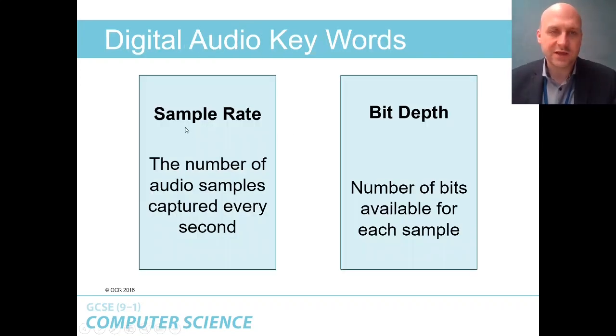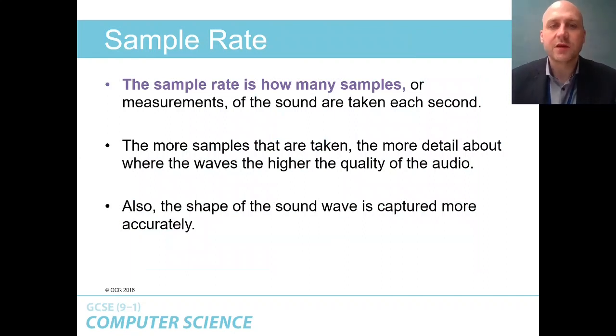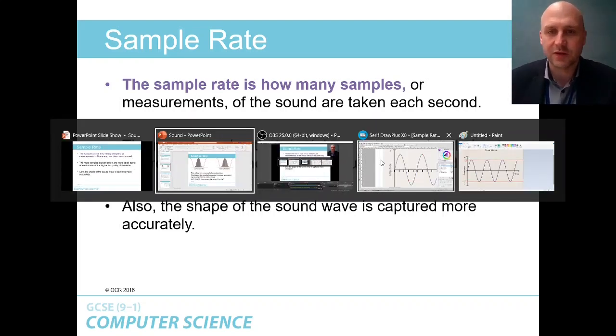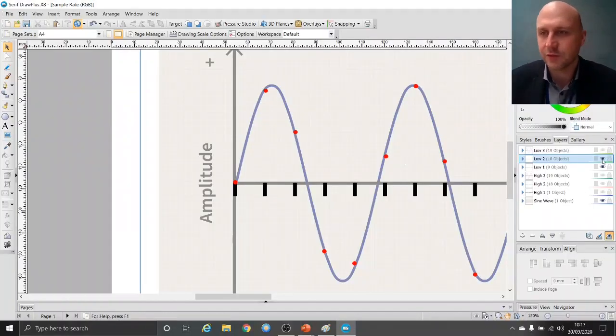So these are the two keywords. Sample rate is basically how many samples a second of audio the computer takes. And bit depth is about how many bits it allocates to each sample, improving the accuracy. At this time, you might not know what that means, but we're going to go through those in a second. So first off, I'll look at sample rate. Sample rate is how many samples or measurements of the sound are taken each second. Before we do that, let's go over to my diagram and explain it all.